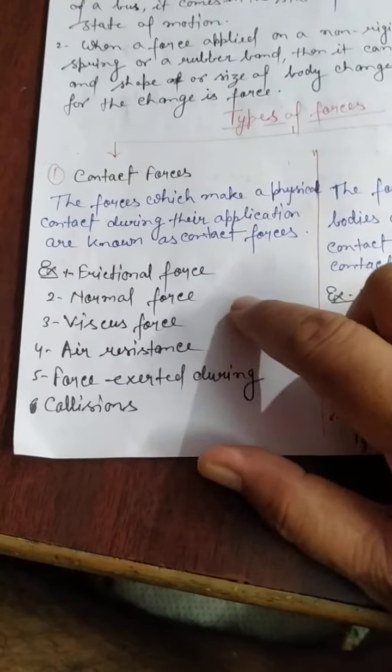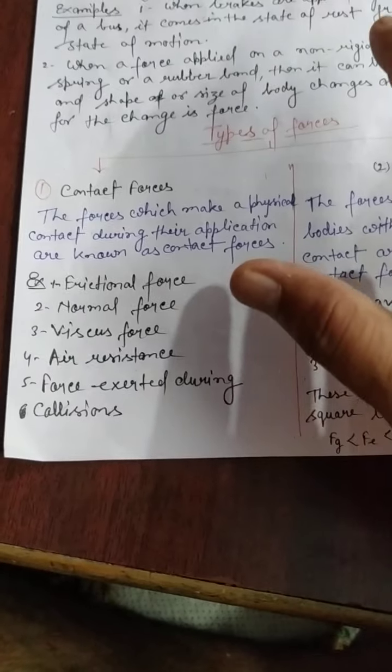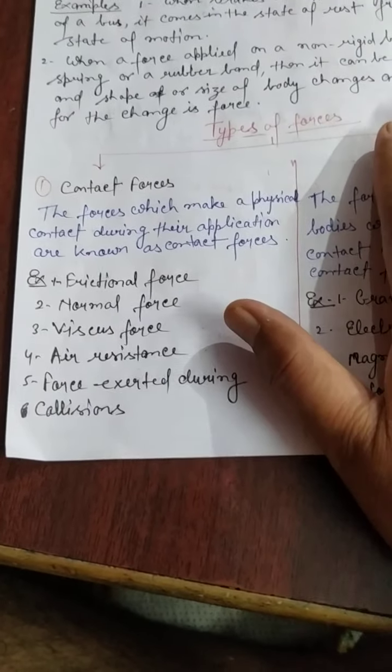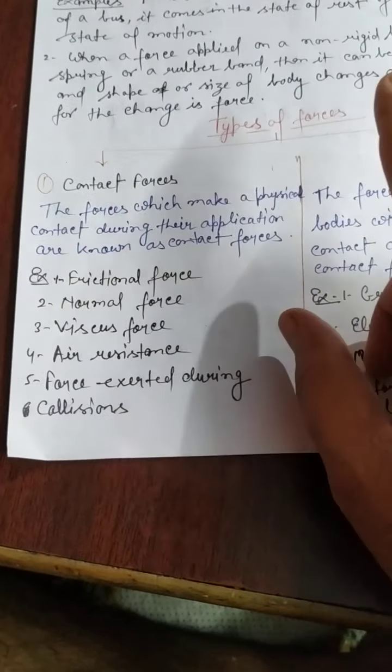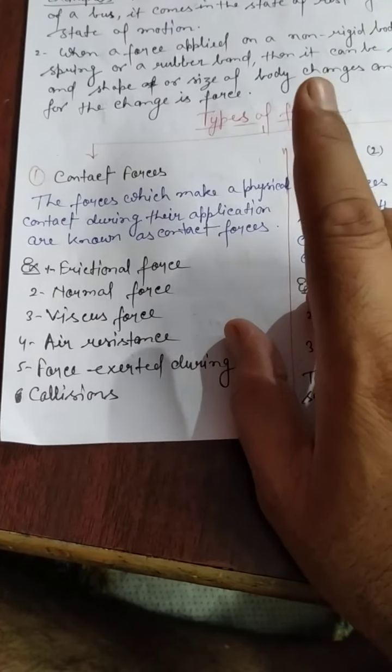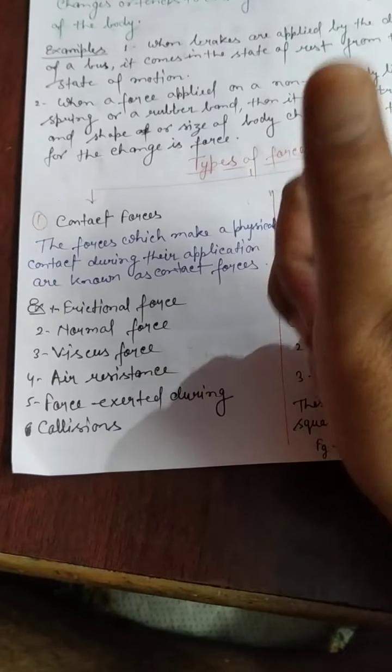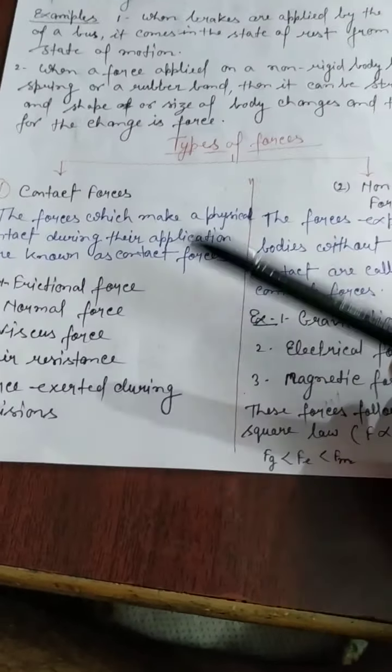Normal force, when we put any body on the table, then the normal force or reaction force acts in the direction opposite to the weight. Weight acts downwards, so the reaction force or normal force acts in the upward direction.